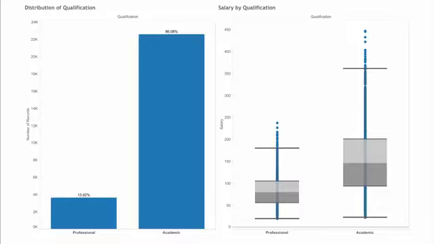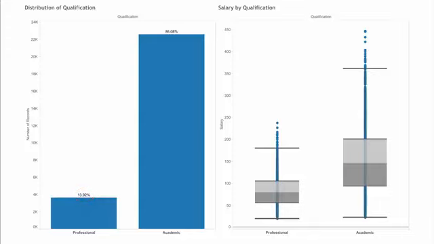Now, on the left-hand side, I'm showing you the distribution of qualification. And you can see that there are many more academics in the dataset than professionals. About 86% of the observations of professors are academics. Meanwhile, only close to 14% are professionals.